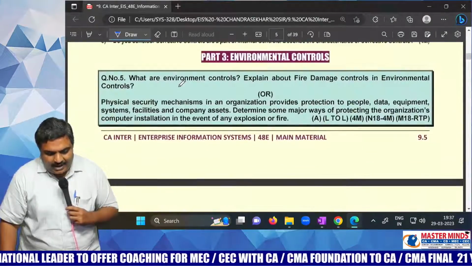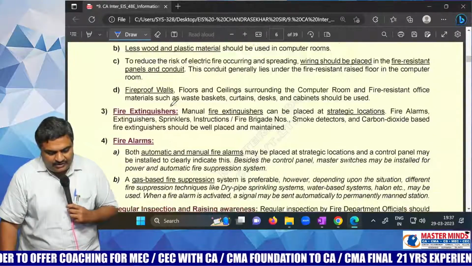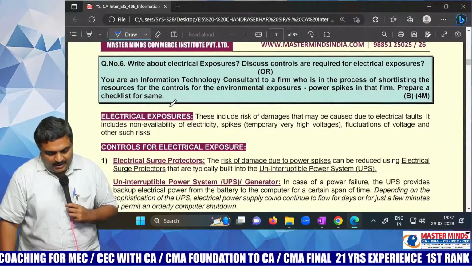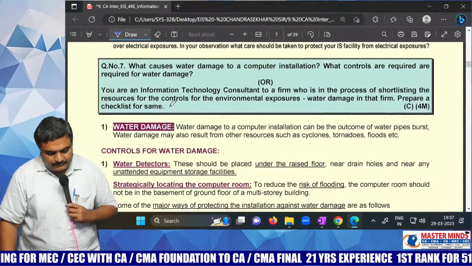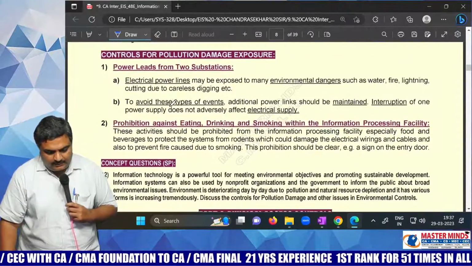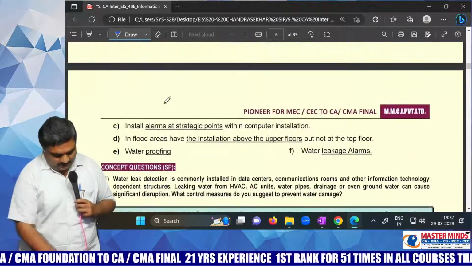What are environmental controls? Smoke detectors, fire extinguishers, fire alarms. These all things should be there. And yes, water detectors. Right. Anyway, let's continue with the video.